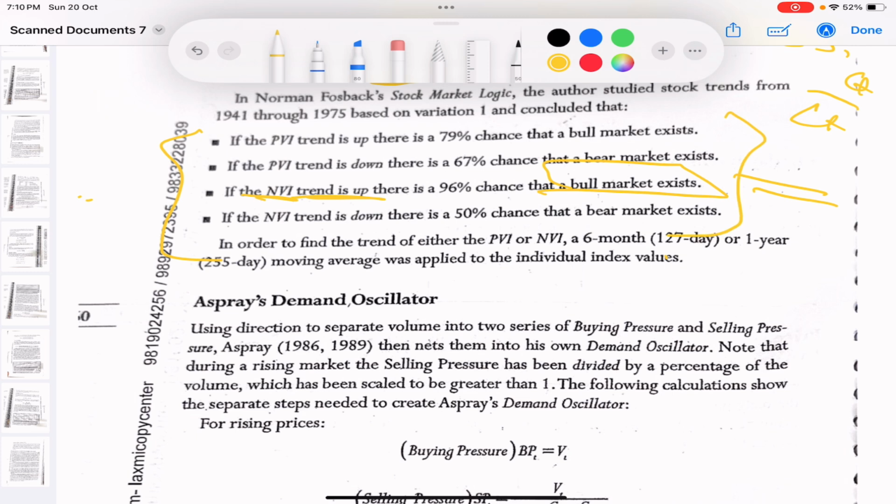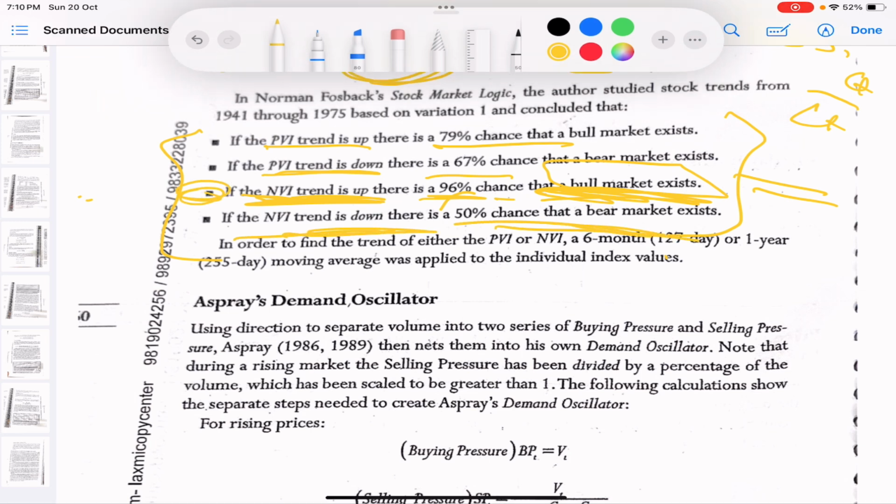So keep these in mind. If the PVI is up, then there's a good chance of a bull market to exist. If the PVI trend is down, then there is a good chance that a bear market is there. If the NVI is up, then there is a strong chance that a bull market exists. This is the opposite. And if the NVI is down, there is a 50% chance that the bear market exists.